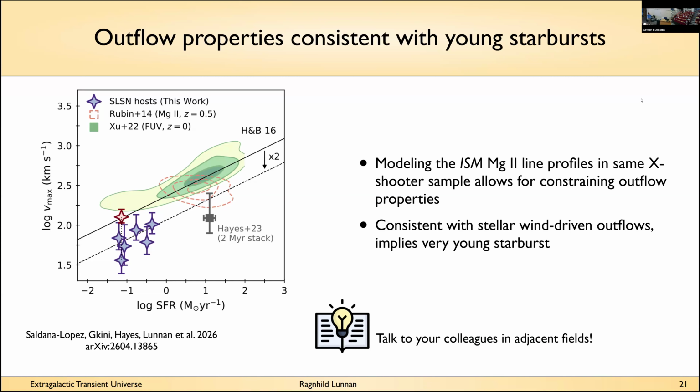What we found was that these lie below the canonical outflow velocity-star formation rate relation, and I think the implication is that most of these outflows are stellar wind driven rather than supernova driven. It's consistent with the idea that these are some of the first stars to explode in a starburst. We've not had many supernovae to launch these bigger outflows. And to the extent that there's a lesson here, it's good to talk to your colleagues who work on similar but different things from you. They might also have a use for your data.